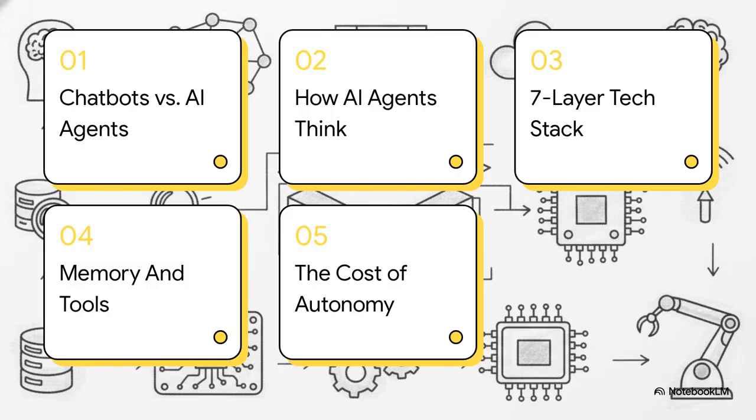Okay, let's dive right into this. Here is our masterclass roadmap for today. 1. Chatbots versus AI agents. 2. How AI agents think. 3. The 7-layer tech stack. 4. Giving AI memory and tools. And finally, 5. The cost of autonomy.